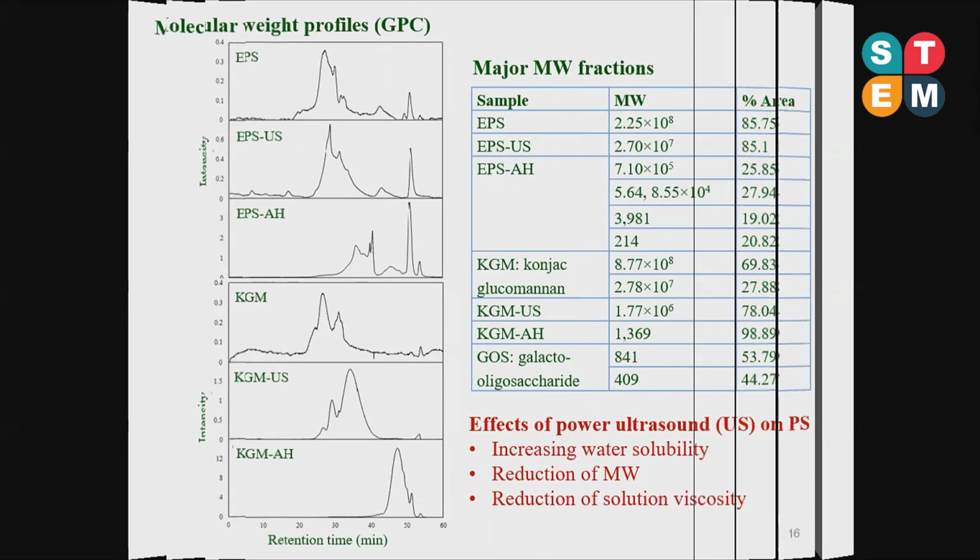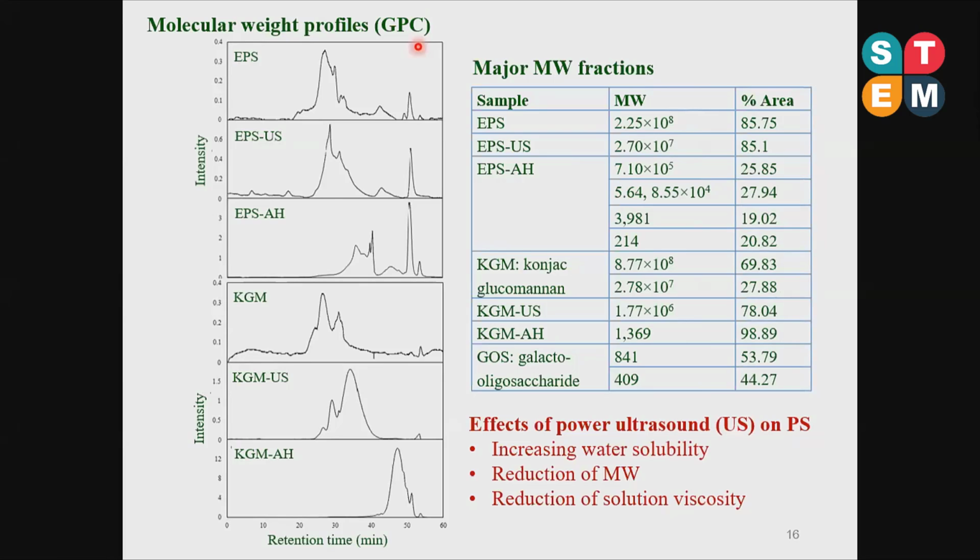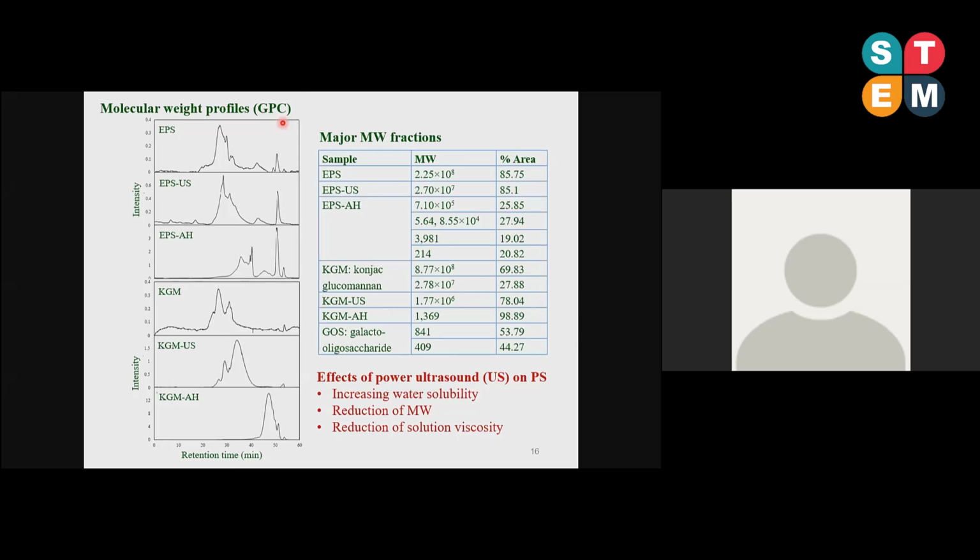So this showed our result, the measurement of the molecular weight using gel permeation chromatography. This showed the profiles. Actually this shows the retention time. The peaks are the molecular weight. The EPS has several peaks. That means it is composed of different molecular weight fractions. For the GPC elution time, the higher molecular weight comes out earlier. The lower retention time means higher molecular weight. Longer retention time means lower molecular weight.